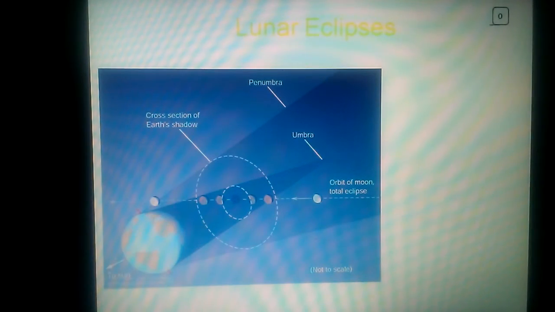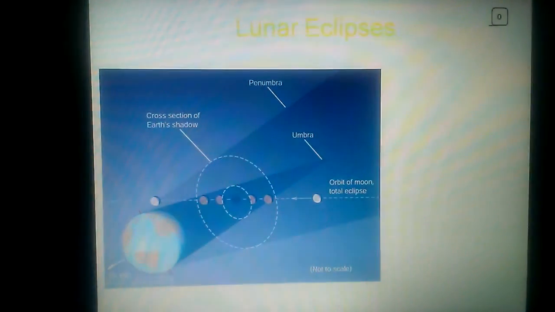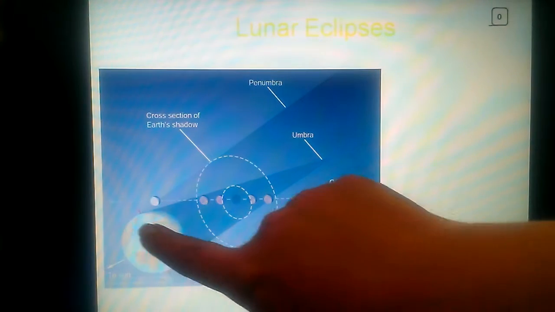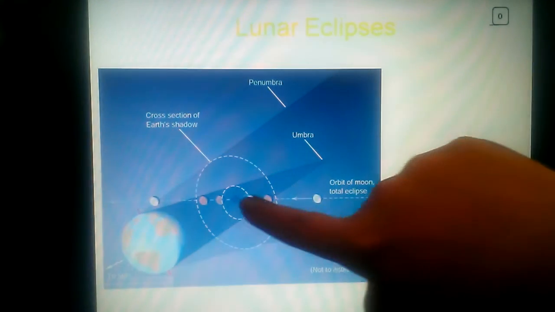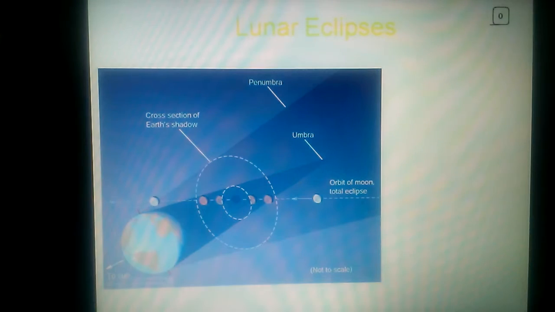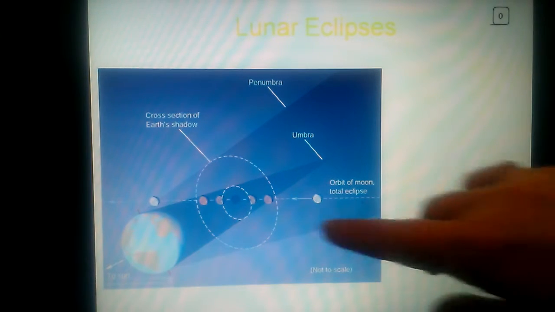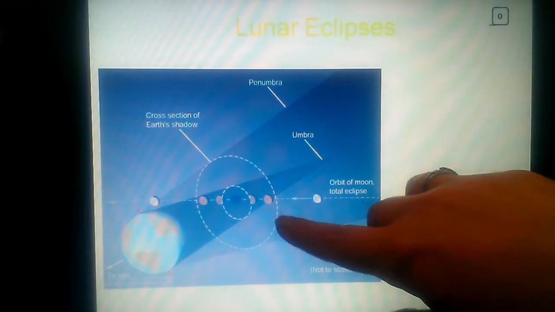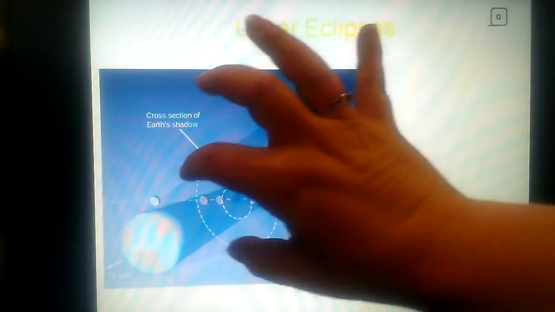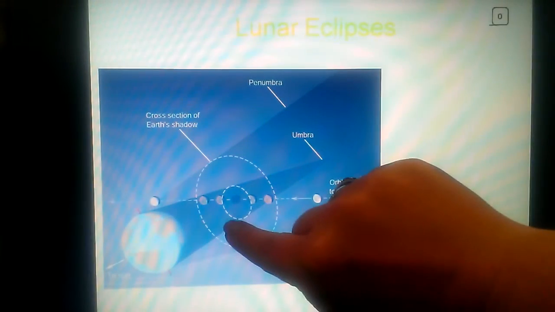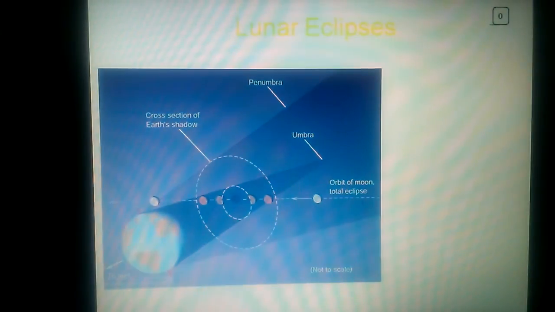Lunar eclipses are our next topic. So lunar eclipses are when you have, here's a picture. So you've got the Earth, the sun would be over here, it's casting a shadow, the moon enters into the shadow, either completely or partially, and it would give it a reddish tint. Now, if you look in this picture, you can see there's two parts of the shadow. The penumbra is the partial shadow, and then that darker portion of the shadow is called the umbra.